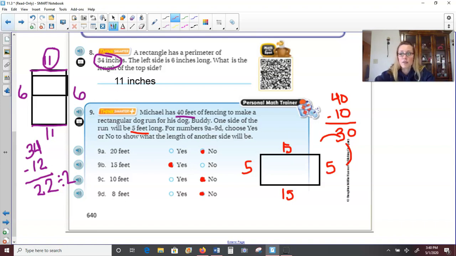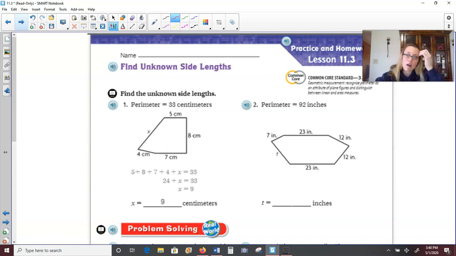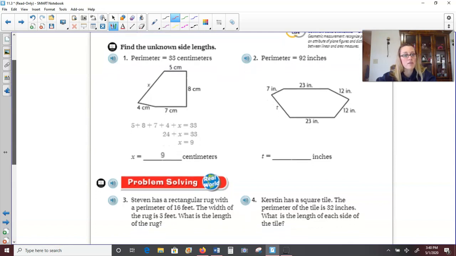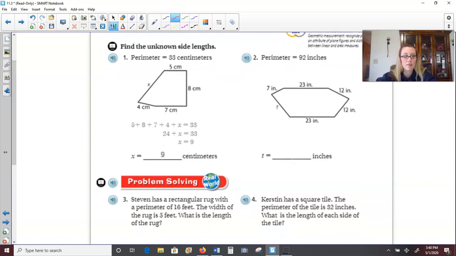All right, friends, we are on the home stretch here, I like to call it, the practice and homework, just running through, making sure we understood what we were learning and talking about today. Lots of math practice with our facts, that's for sure. First one is done for us, so we'll skip right to number 2.